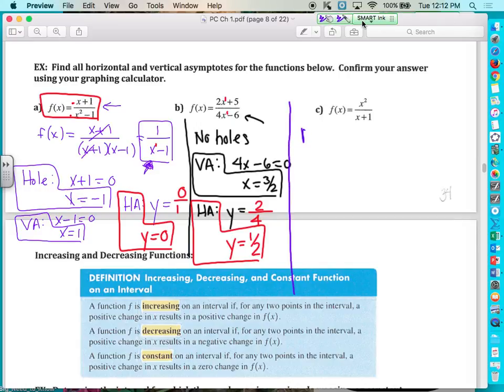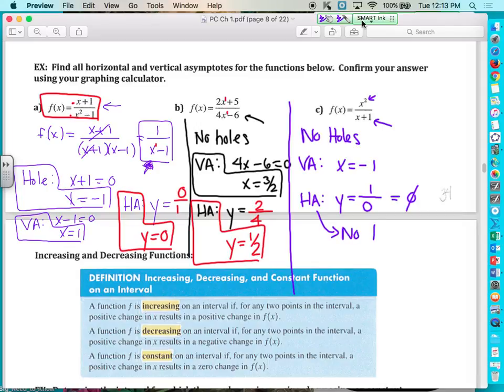And then finally for part C, it doesn't factor again, so there's no holes. Vertical asymptotes, if I set this denominator equal to 0, I'll get x equals -1. Then horizontal asymptotes are looking for the highest power of x, which is x squared. I have one of those x squareds in the top. I don't have any x squareds in the bottom. So 1 divided by 0, that's undefined, which means there's no horizontal asymptotes for this one.